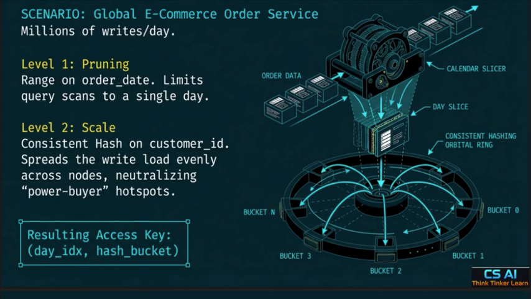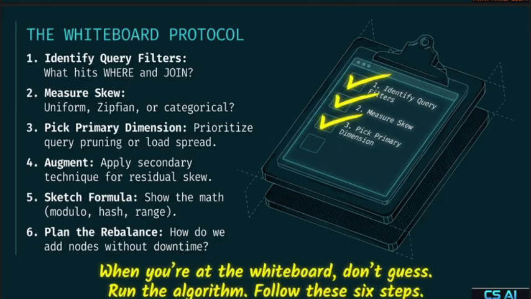And never forget the golden rule. Never use monotonically increasing keys for pure range writes. You will create a perpetual hot tail partition that will kill your performance. When you are at the whiteboard, follow the 6-step protocol. Identify query filters, measure skew, pick your primary dimension, and augment with secondary techniques. Sketch the math and plan the rebalance.